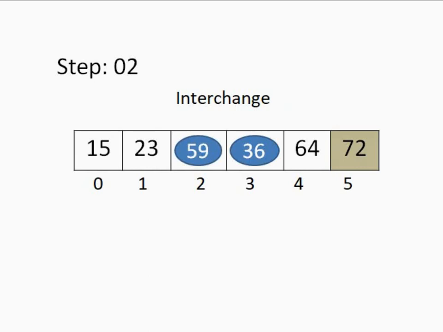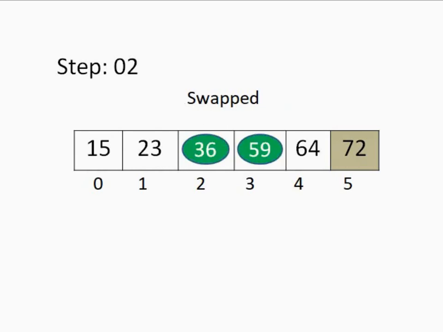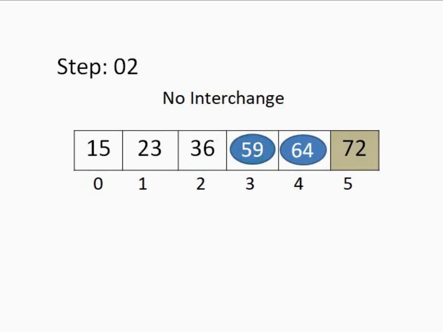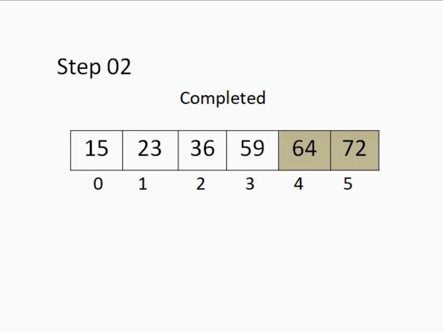Then compare A2 with A3. Here 59 is greater than 36, so interchange them. Then compare A3 with A4. Here the value at A3 is less than the value at A4, so no interchange takes place.